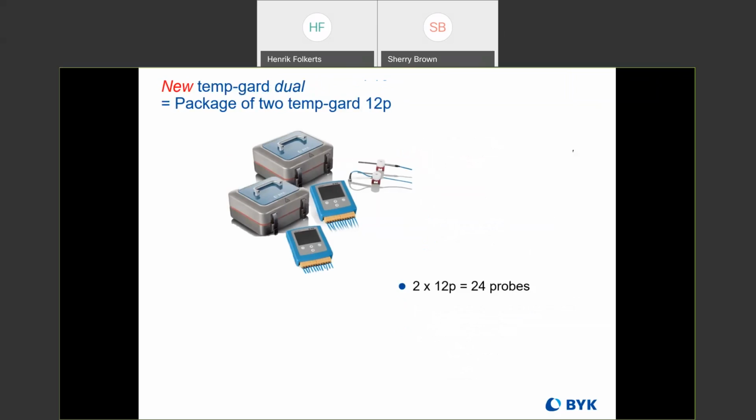So in addition to the Temp Guard Pro, we also have the Temp Guard Dual, which is the super clever name we came up with for 2 temp guards. But so if you do have a need to measure using more than 12 probes, we do package 2 of these together that you can purchase, and there is a bit of a price break by buying the Temp Guard Dual rather than just 2 Temp Guard Pros.